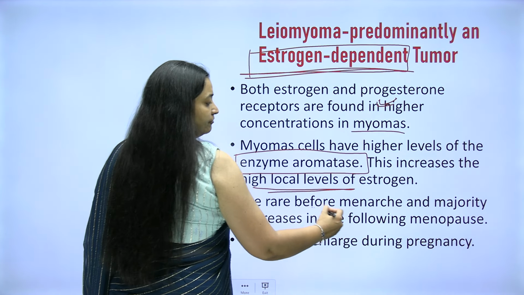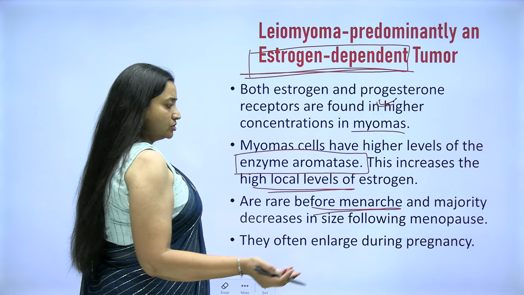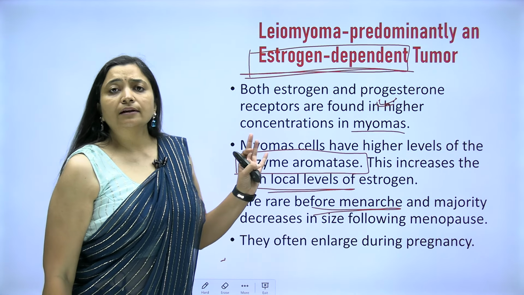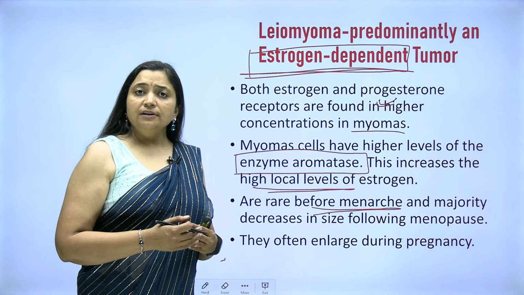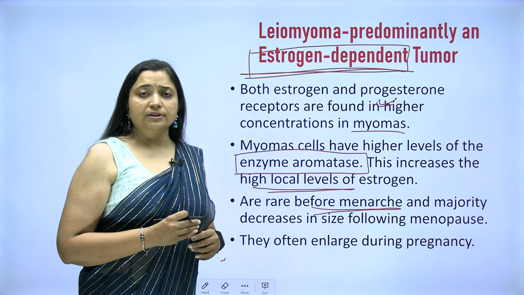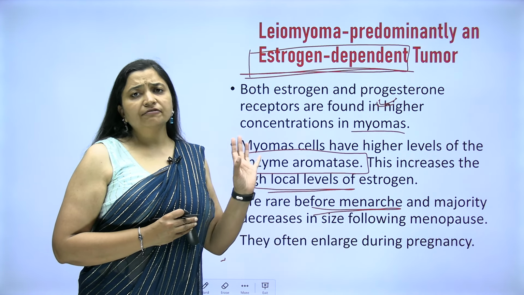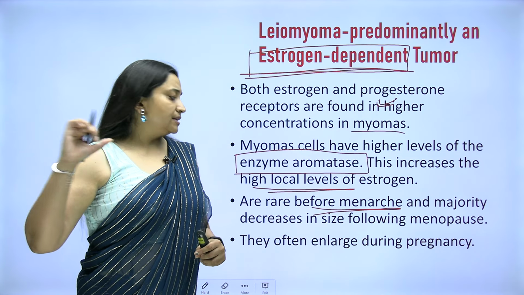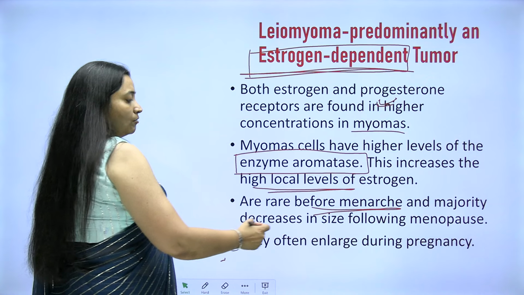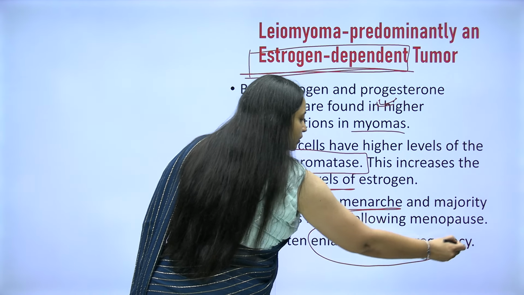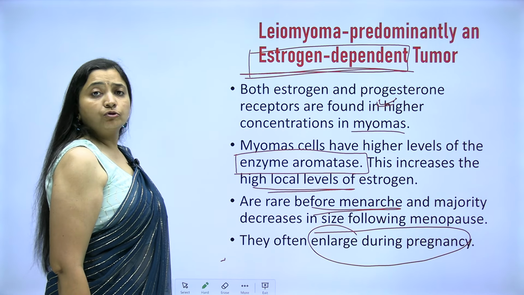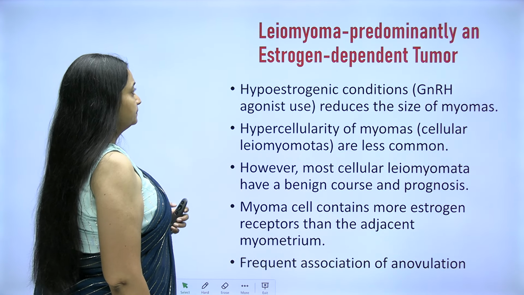Fibroids are rare before menarche because there is no estrogen, and the majority of them decrease following menopause. These are the points which support this theory that they are estrogen dependent tumors. Before menarche, we hardly find a fibroid, and after menopause, they start shrinking in size. And they often enlarge during pregnancy. In pregnant patients with fibroid, we have to be very careful.